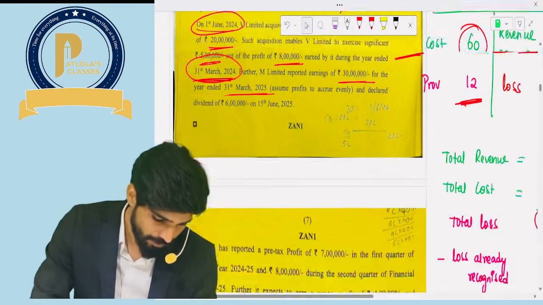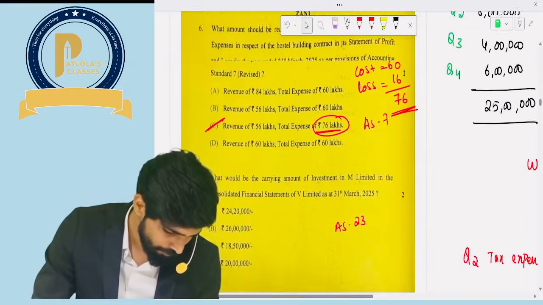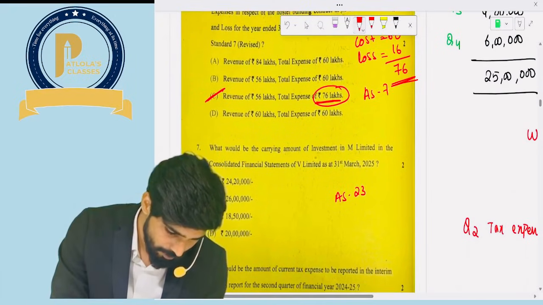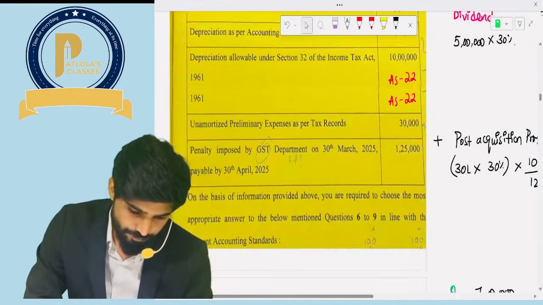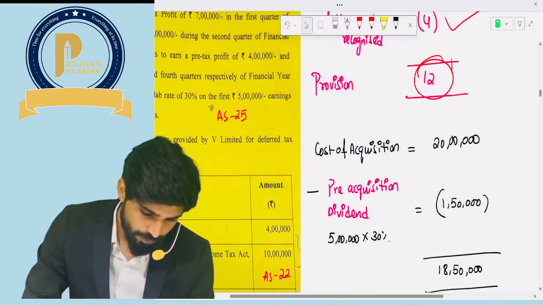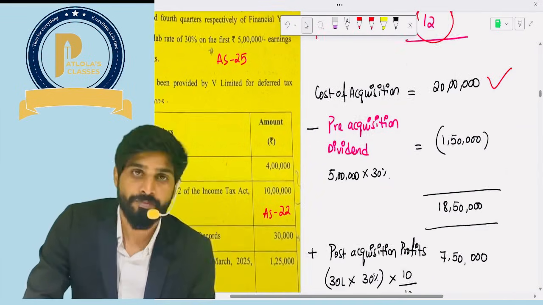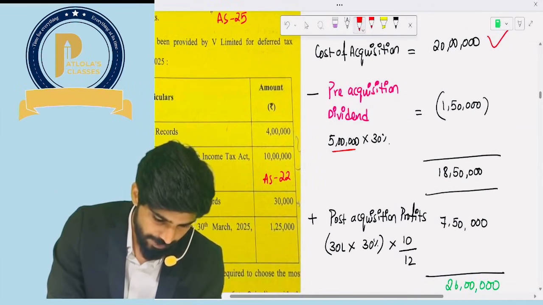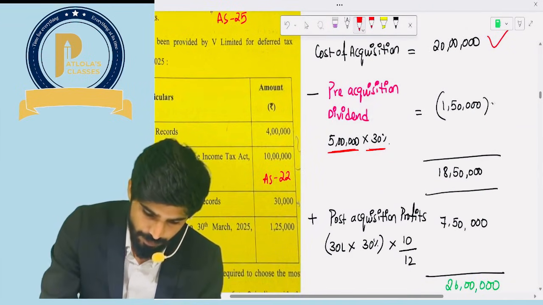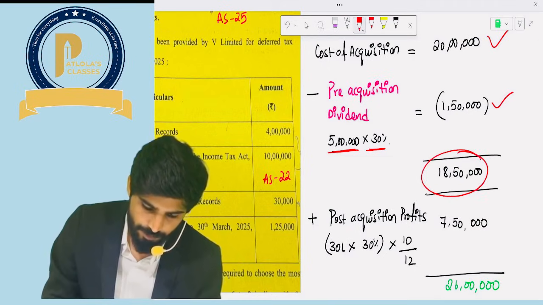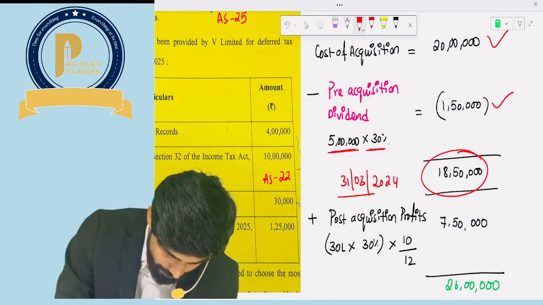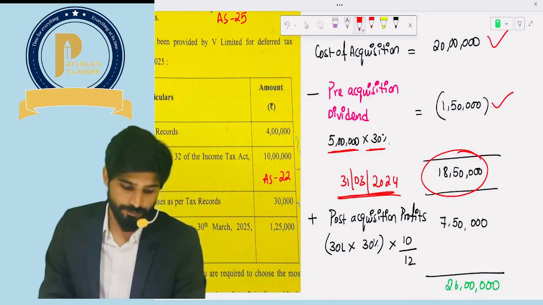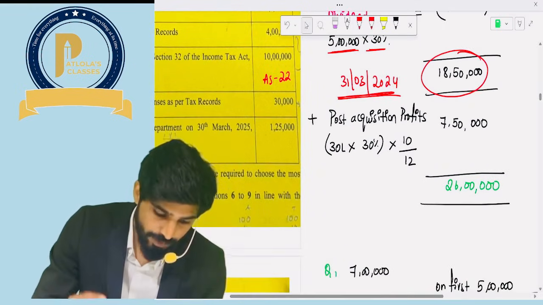So let us understand what is the question that they are asking. They are asking what will be the carrying amount of investment as on 31st March 25. It will be very simple. How much it would be is total cost of acquisition is 20 lakhs. Pre-acquisition dividend, that is 5 lakhs they are paying, we are going to receive 30%, 1,50,000. This will be the value as on 31st March 2024, but they are not asking as on 31st March 24. They are asking as on 31st March 25.